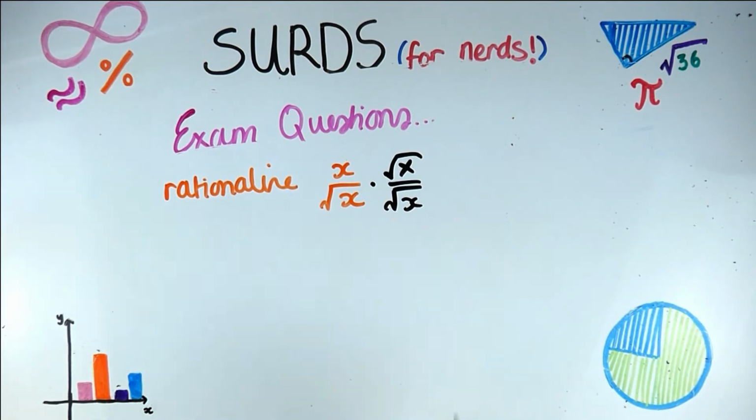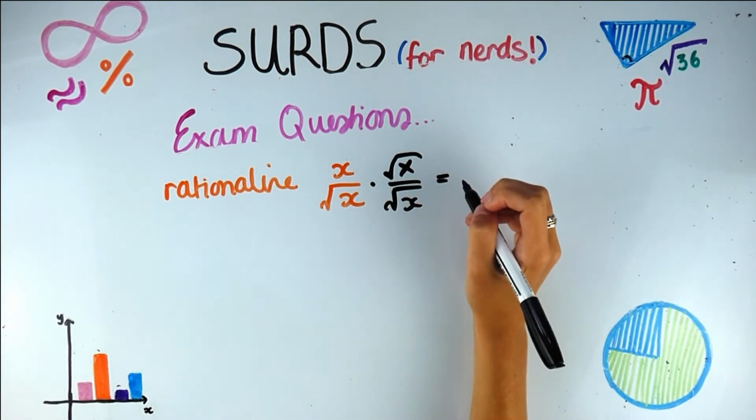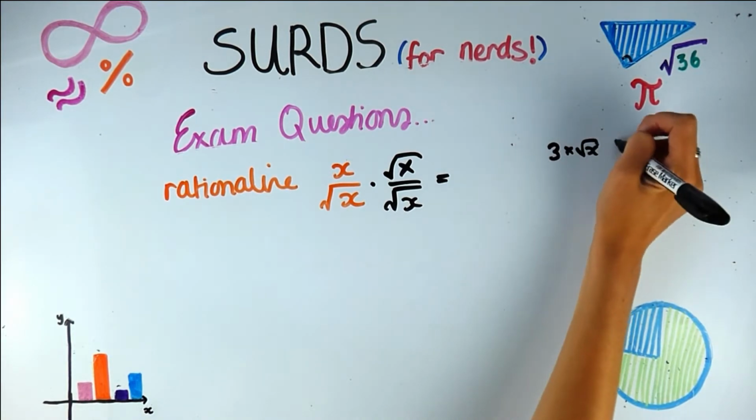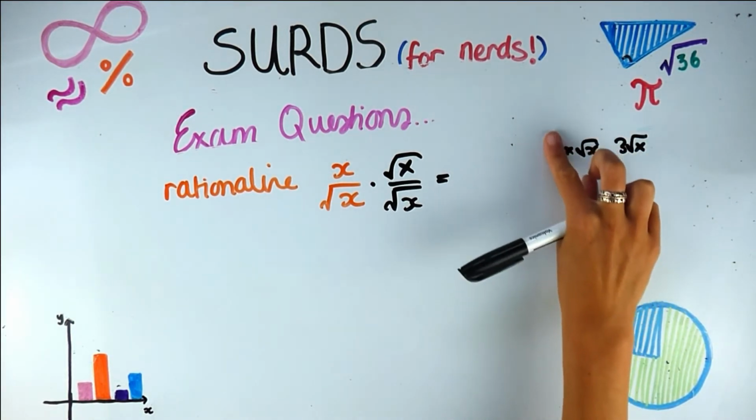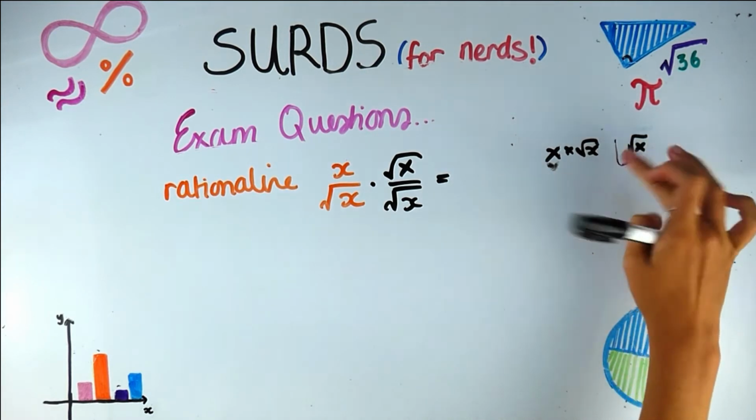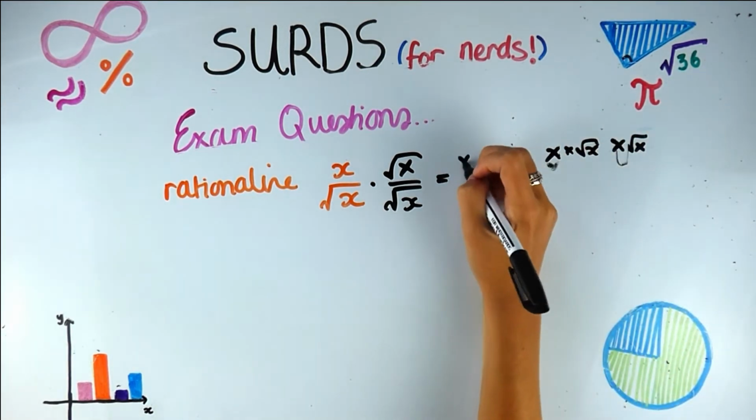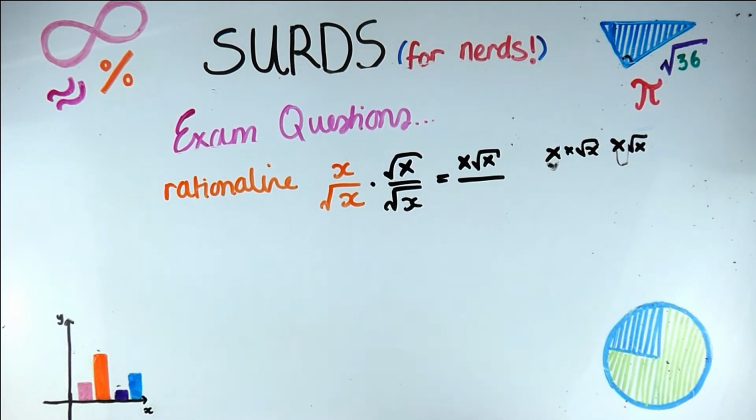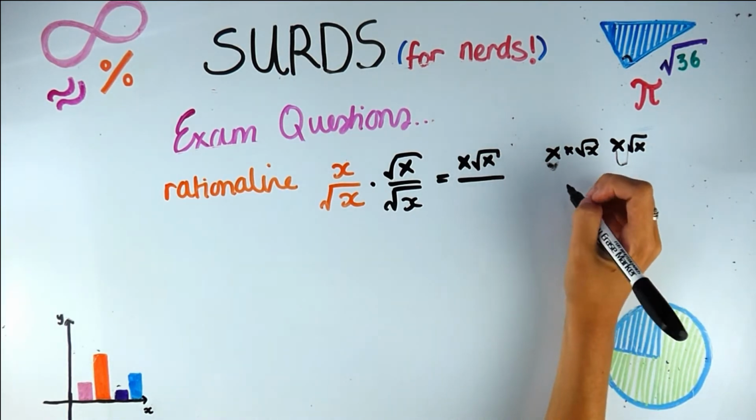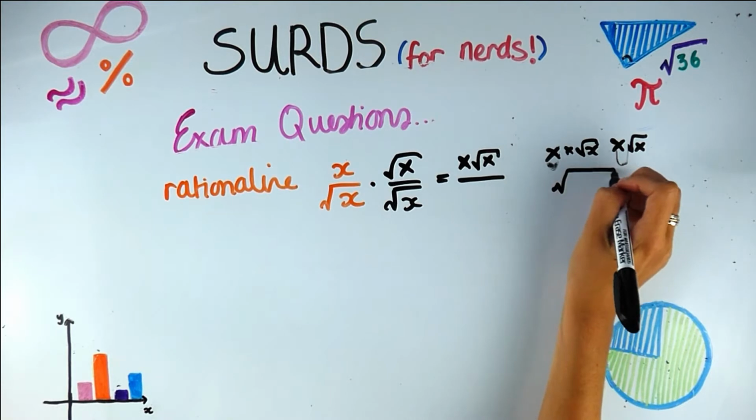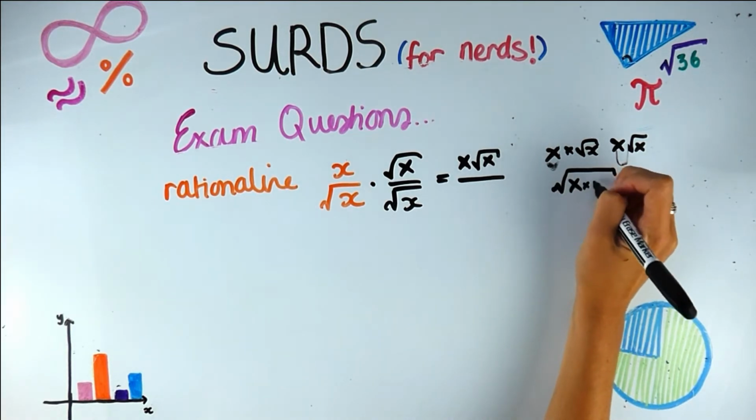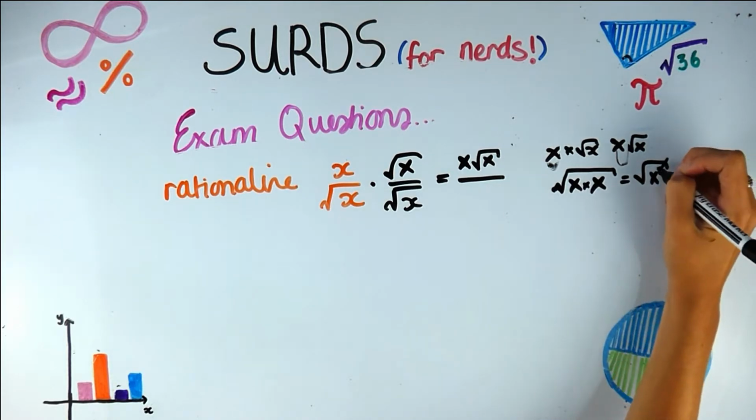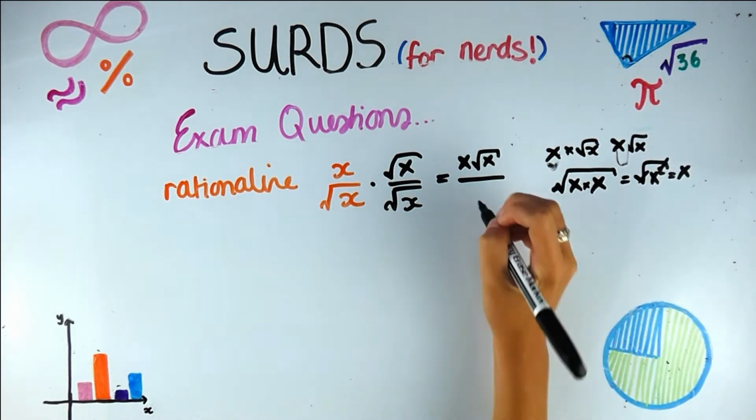Okay, let's work this out. x times root x is a bit like saying, if I had 3 times root x, I'd have 3 root x. But instead of 3, we've got x, so that could be a bit confusing. So we've got x root x over, and then we've got this thing again. So we've got root x times root x, that's root x times x, which is root x squared, which is x.